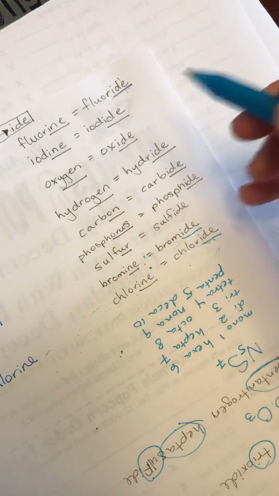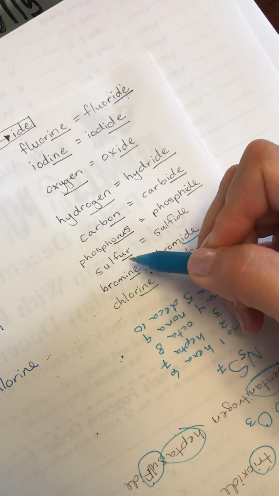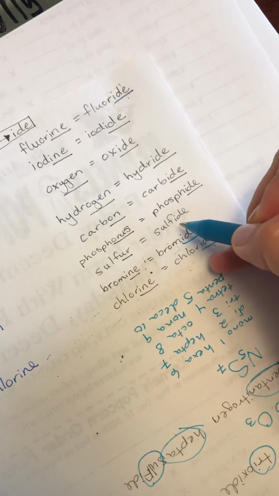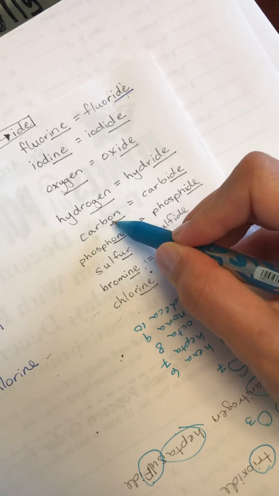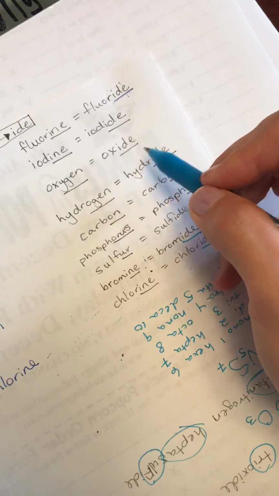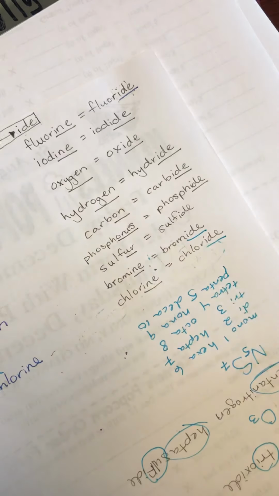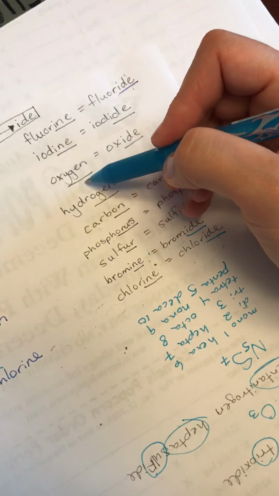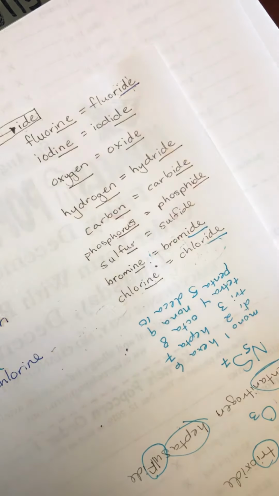Sulfur, so they all end with IDE. It's just a matter of how many letters you chop off. So with sulfur, you take off the UR, sulfide. Phosphorus, phosphide. Carbon, carbide. Oxygen, oxide. Hydrogen, hydride. So in general, you find where the vowel is, and that's where you remove the rest of the word and put the IDE. Okay, and a lot of it's just practice.